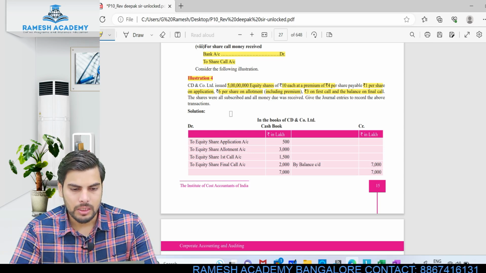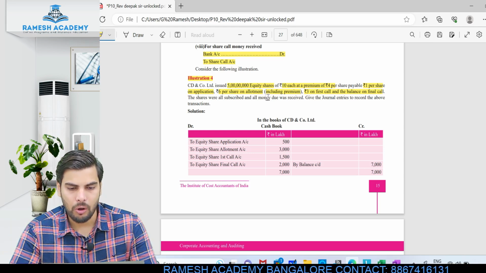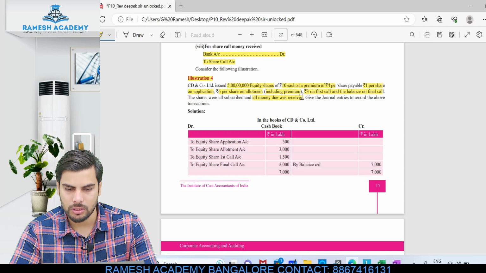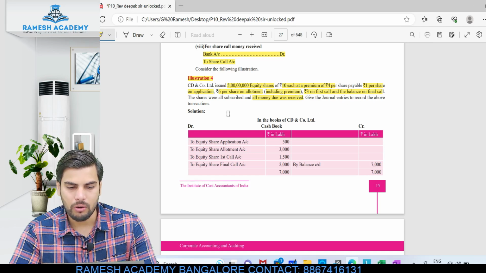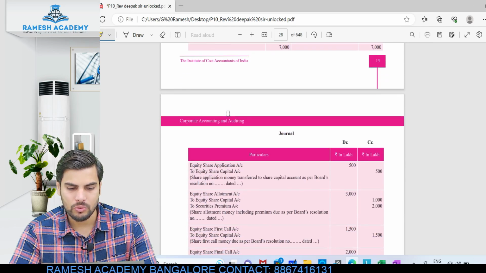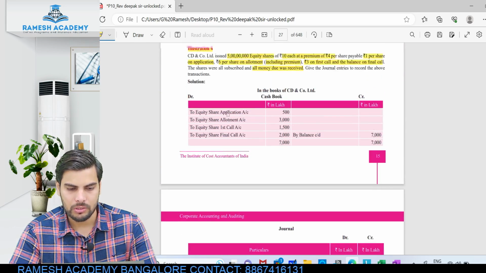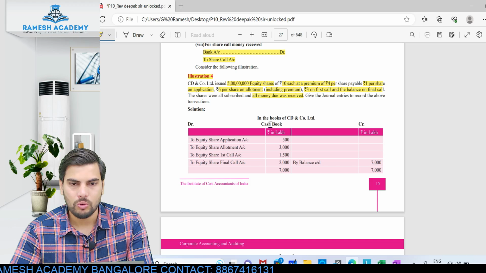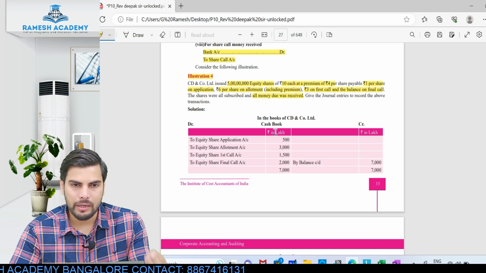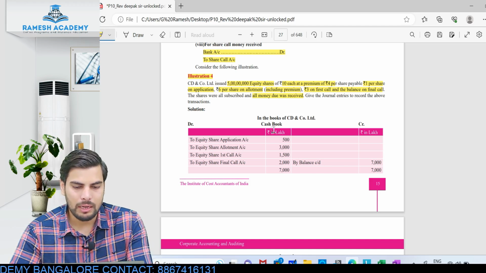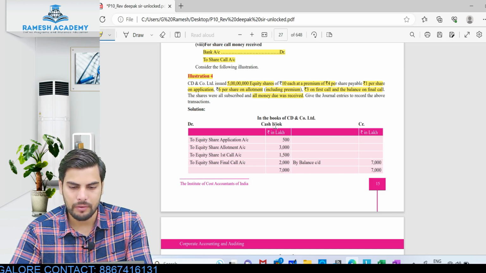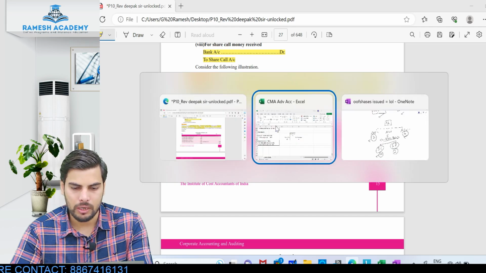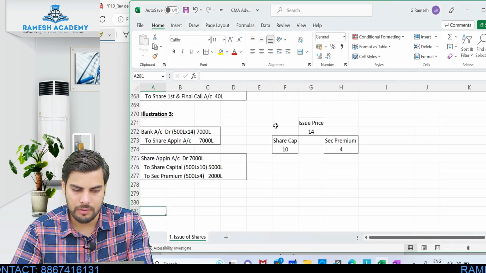Okay, the shares were all subscribed and all the money due was received. So they have clearly mentioned that the entire amount was received. Give the journal entries to record the above transaction. They're just asking us to pass the journal entries. So let's just pass the journal entries. With respect to the entries wherein we are receiving the amount, they have straight away given effect in the cash book. So I'll pass the journal entry for each and every transaction.